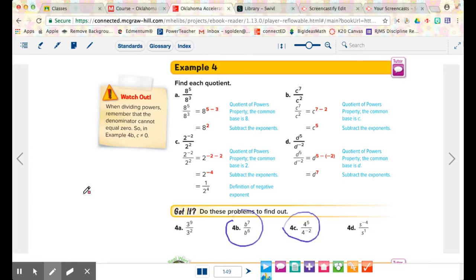Okay, last thing we're going to look at, example 4. Now we're looking at the quotient, which means the answer to a division problem. So they went ahead and wrote them as fractions, but it's dividing. So on A, we have 8 to the 5th power over, or divided by, 8 to the 3rd power. Okay, so on this, when they are dividing, we subtract our exponents. Just like when we're multiplying, we add them. So we keep that base of 8, and we have 5 minus 3. Well, 5 minus 3 is 2, so that is 8 to the 2nd power.